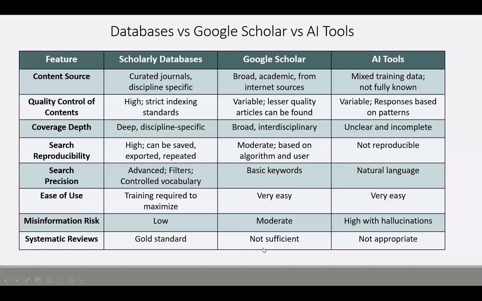If you're doing a systematic review, you really have to use databases. That's really your only option. Google Scholar doesn't have the sufficient reproducibility. It is a useful tool. I use it after I do my database searches just to see if I find anything different because it does search from some different sources. And then AI tools are clearly not appropriate for high quality research purposes like a systematic review.